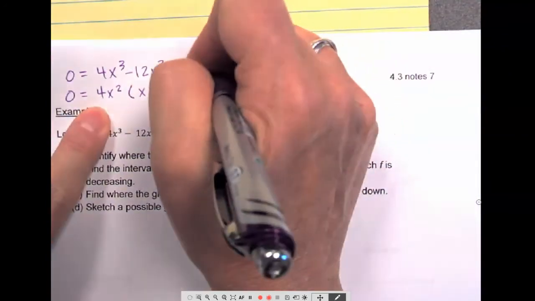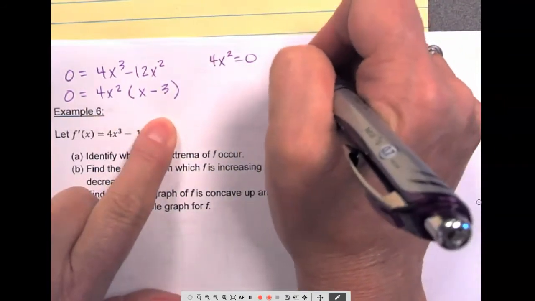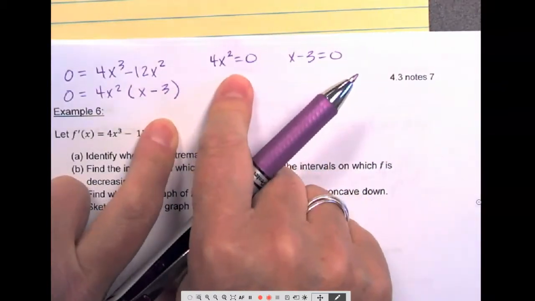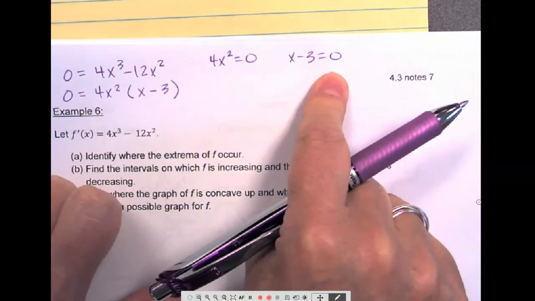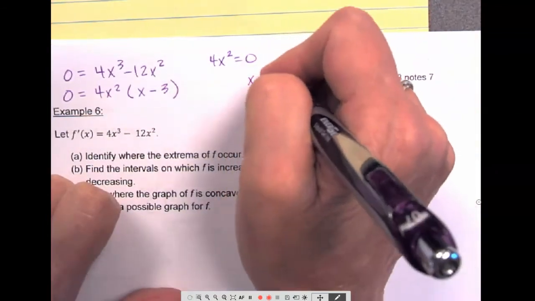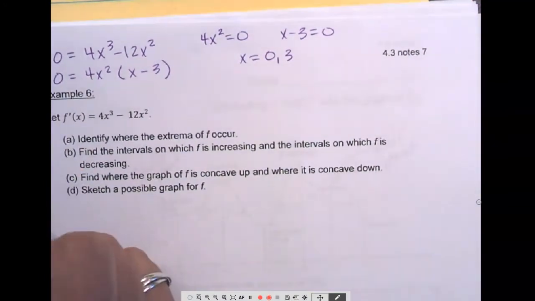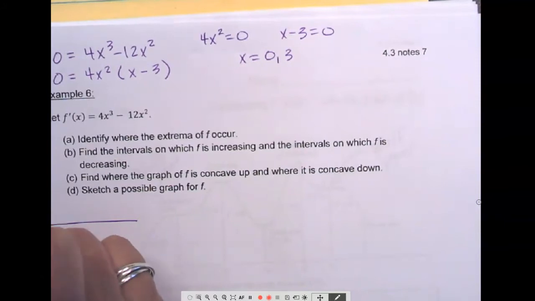Set this factor equal to 0. Set this factor equal to 0. If I divide by 4 and square root, what is x? And what is x here? 0 and 3. Okay. Not too bad. All right, let's make our sign chart for the first derivative.